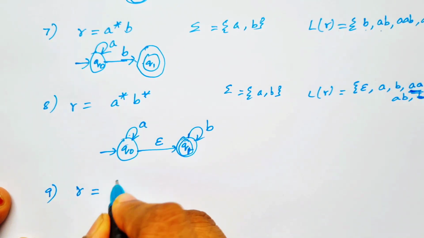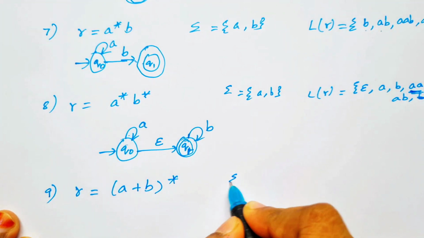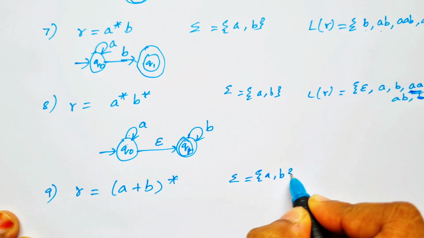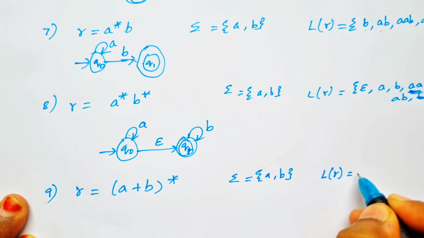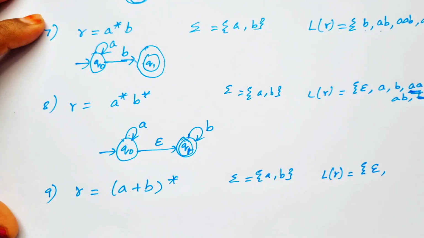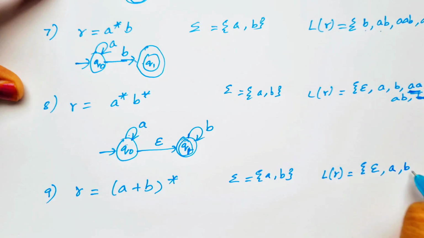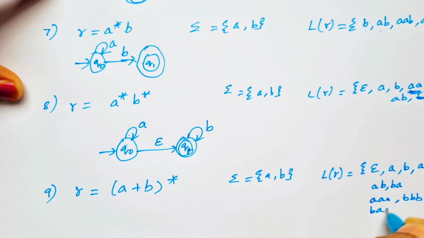Next, R equal to A plus B whole star. Means input is AB. Can you guess this? As you are having star, the strings will be simply this combination of A and B. It can be A, B, A, B, B, A, B, B, A, triple B, B, A, B, B, anything.